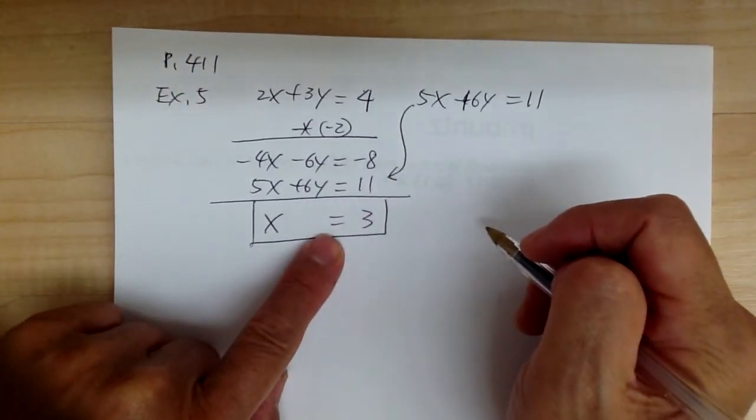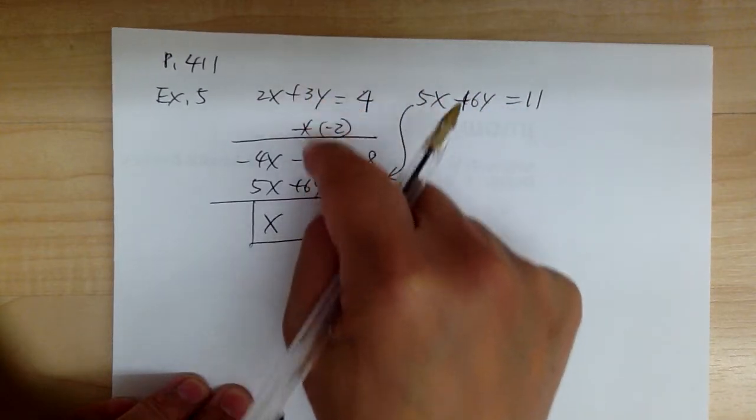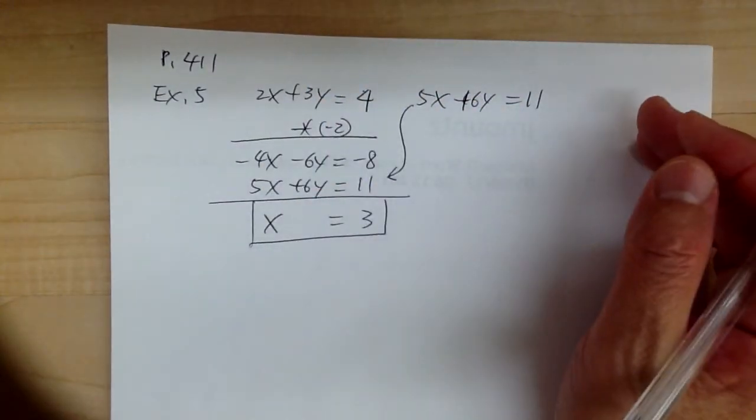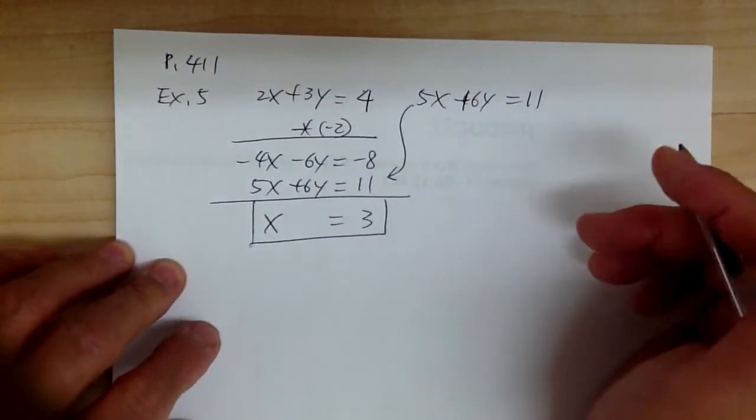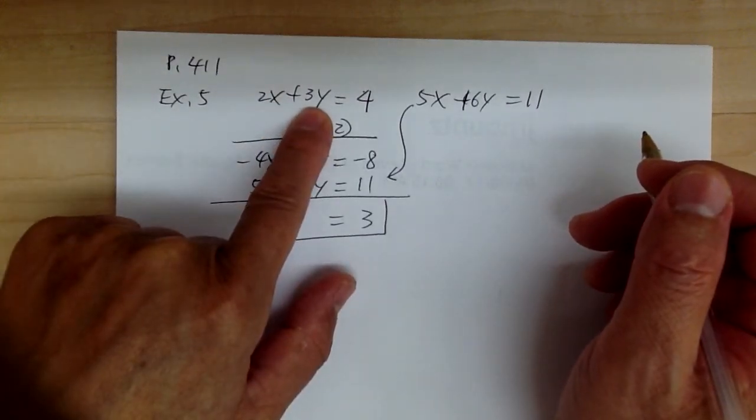So once you find x equal to 3, again, you can go back to any of the equations. You can use this one, this one, this one, this one. It doesn't matter which one. So choose the easiest one. And so this would be the easiest one.